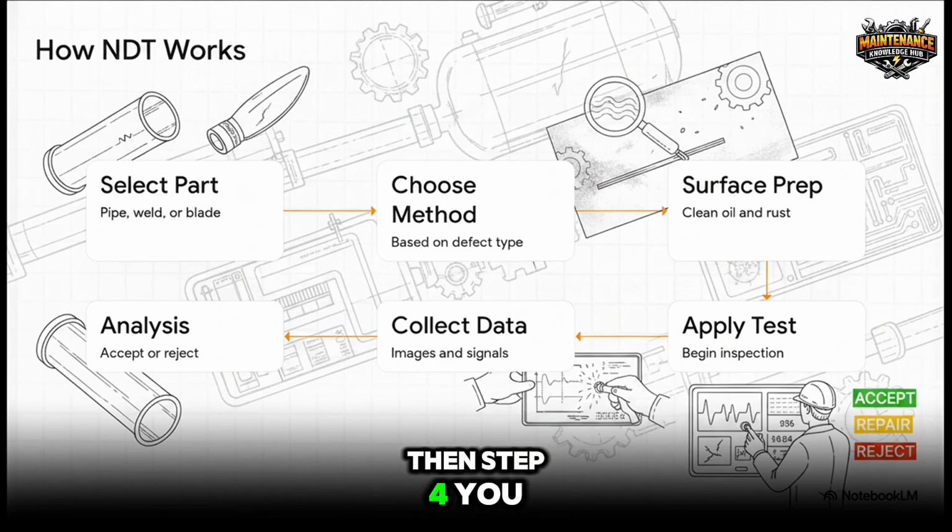Then, step 4, you actually apply the technique. Step 5 is gathering all that data, like images or digital wave signals. And finally, step 6 is the moment of truth, analysis, and the final decision. The inspector looks at the size, depth, and severity of the flaw and makes the call. Do we accept it, repair it, or completely reject it?